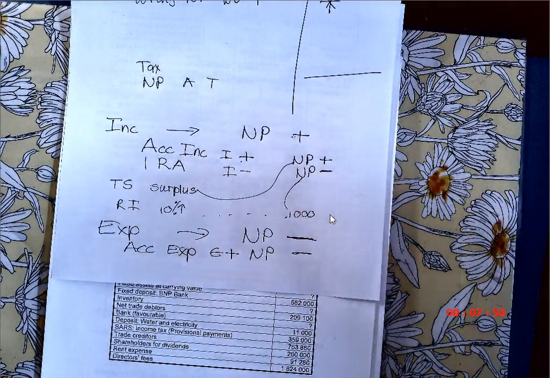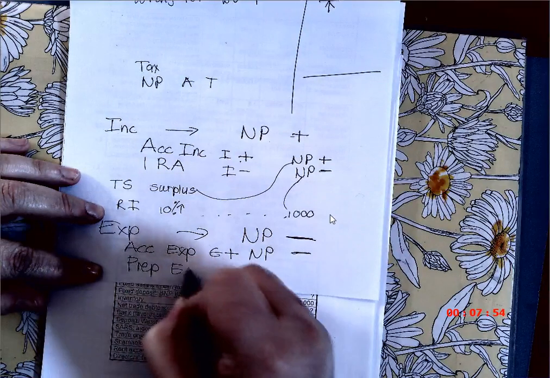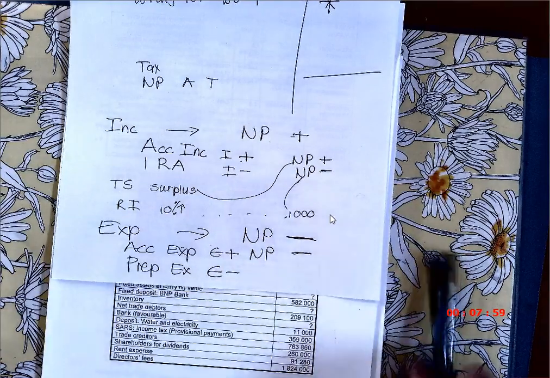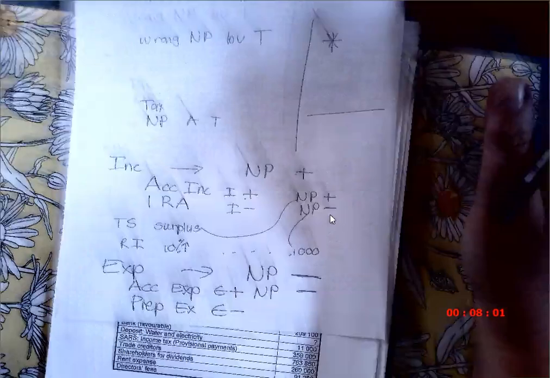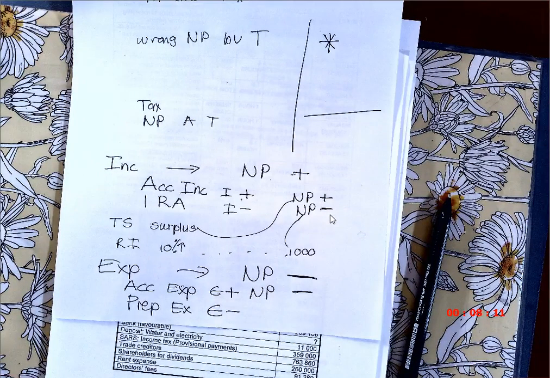Okay. Now, if it's a prepaid expense, what does a prepaid expense do? It makes my expense less. Because what is a prepaid expense actually? A prepaid expense is I've paid this expense and now I'm dividing it between the part that's applicable for this year and the part that's applicable for next year. Because I'm going to show that expense, but I want to show it against next year's profit.